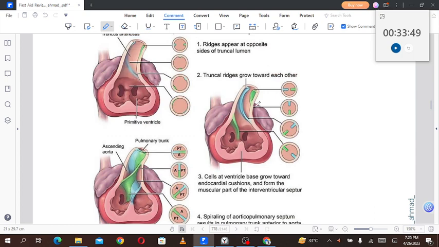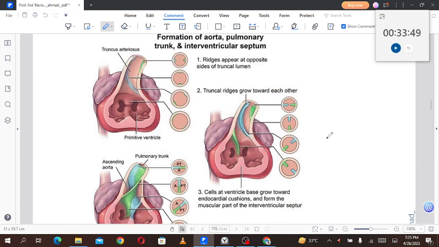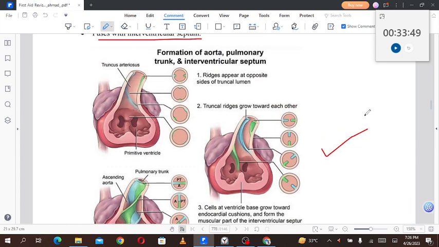So this is kind of a confusing diagram, because I guess the best way to remember this is to see an animation. So kindly check an animation. All the animations are pretty good, so check some animation on YouTube. But let's see it over here. Formation of the aorta and pulmonary trunk and interventricular septum.